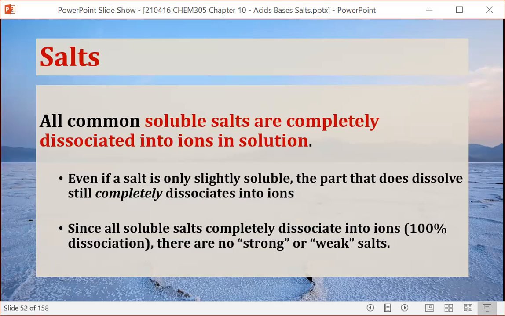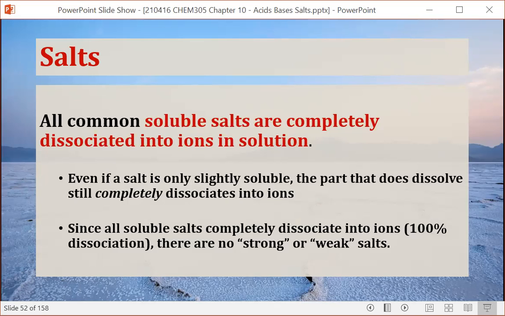So all common soluble salts are completely dissociated into ions in solution. What this means is if you identify something as a salt, you would check the solubility rules to see if it's going to be soluble or not. And if it is soluble, if it will dissolve in water, when it does dissolve in water, it's going to completely separate into its ions.